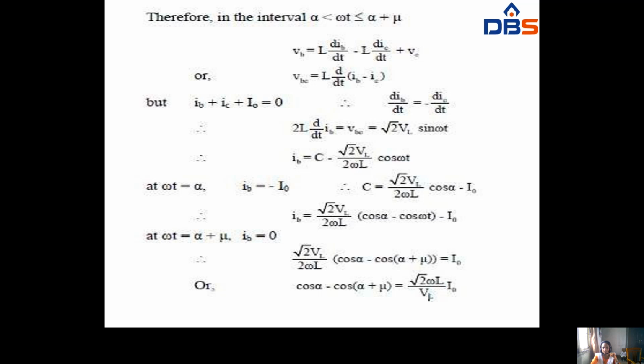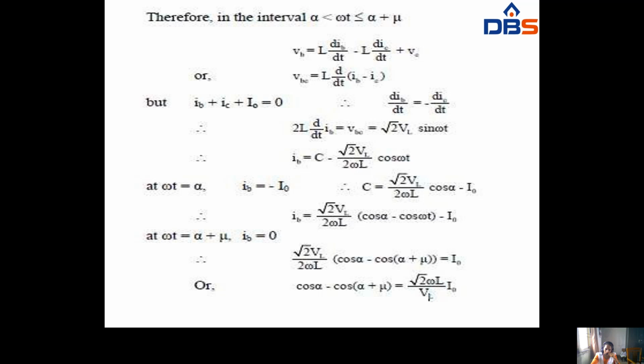But IB plus IC plus IA equal to 0, with I naught as the load current. So dIB by dt equal to minus dIC by dt. So 2L into dIB by dt equal to VBC equal to root 2 VL sin omega t. IB equal to C minus root 2 VL by 2 omega L into cos omega t. At omega t equal to alpha, IB equal to minus I naught. Therefore, C equal to root 2 VL by 2 omega L cos alpha minus I naught. IB equal to root 2 VL by 2 omega L into (cos alpha minus cos omega t) minus I naught.